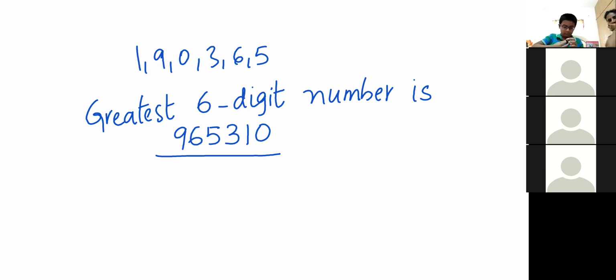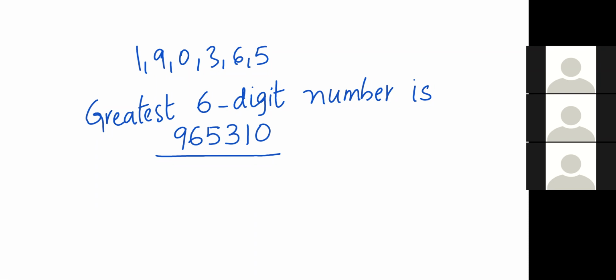So I have created a greatest 6-digit number by using the given digits. But where I have to put commas, you have to separate the ones period and the thousands period. So how much you got? It's 9,65,310.